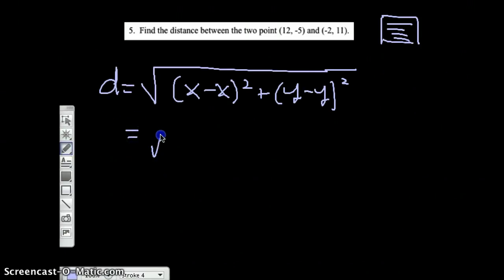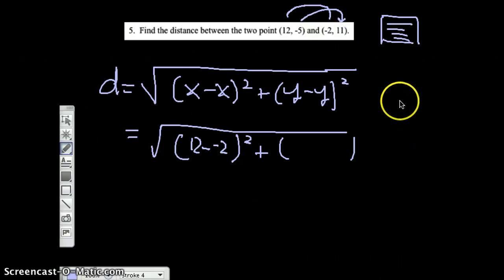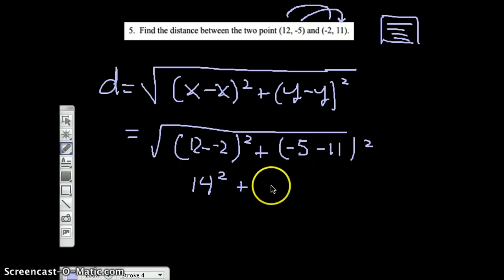To find the distance, I'm going to copy my square root, and I'm going to subtract the x's. What is 12 minus a negative 2? I'm just going to copy that in there. Plus, and then I have a negative 5 minus 11. Now, since we're squaring, you would not have to do it in that order, but just to not confuse some people, we'll just write it in there like this. So this is going to be 14 squared plus negative 16 squared, correct?